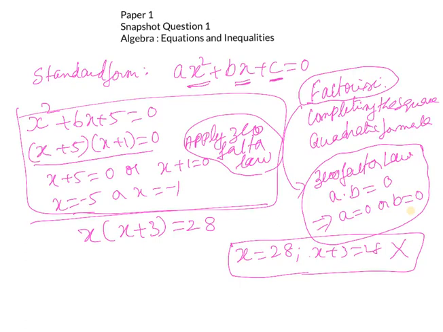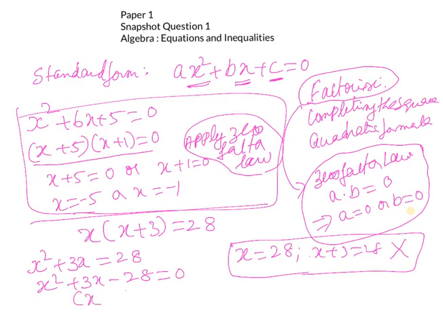So what we must do here is get the standard form of the quadratic equation. We expand: x squared plus 3x is equal to 28, so x squared plus 3x minus 28 is equal to 0. Now I look for factors. This is negative 28, therefore I look for factors of 28 whose difference is 3. I get 7 and 4.